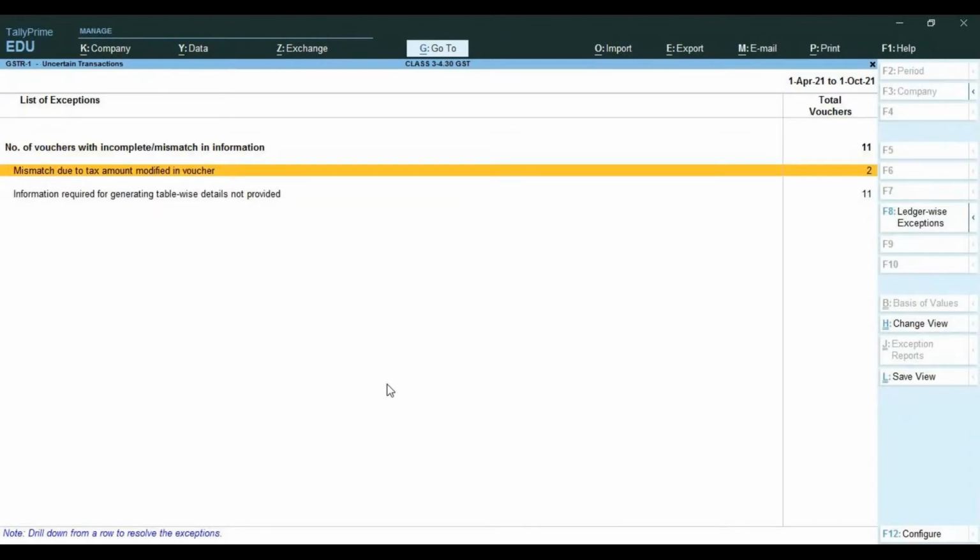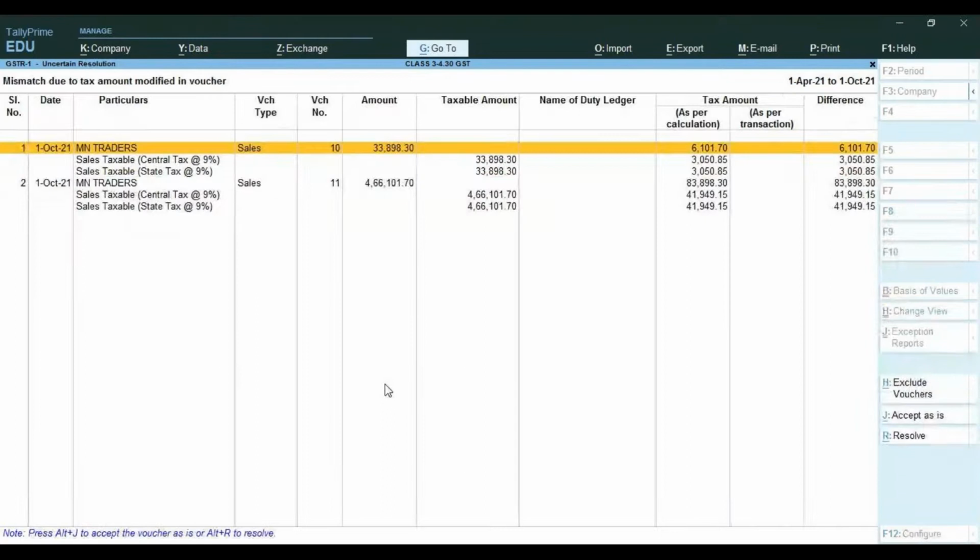Mismatch due to tax modification in vouchers. See, it is showing you what tax differences we did make.